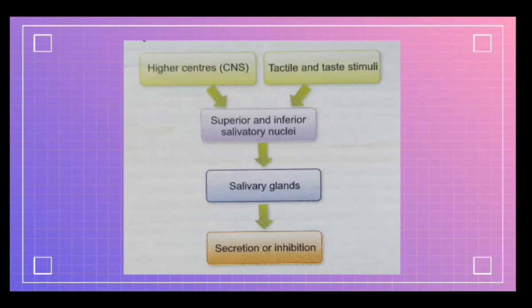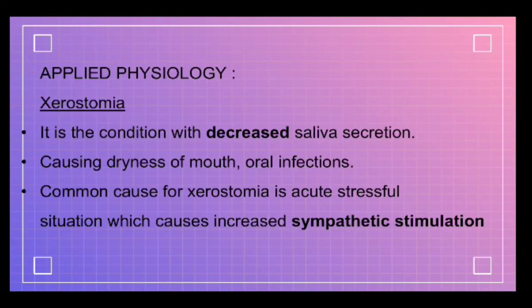Now, higher centers and tactile and taste stimuli cause stimulation of superior and inferior salivatory nuclei, which in turn causes stimulation of salivary glands, which results in secretion or inhibition of saliva. One of the important applied physiology of salivary secretion is xerostomia. It is a condition with decreased salivary secretion causing dryness of mouth and oral infections.